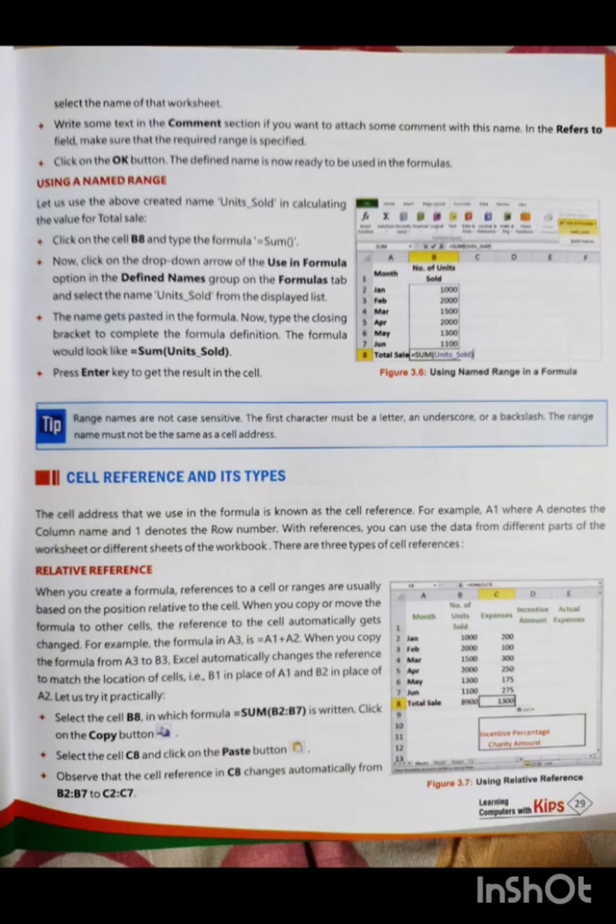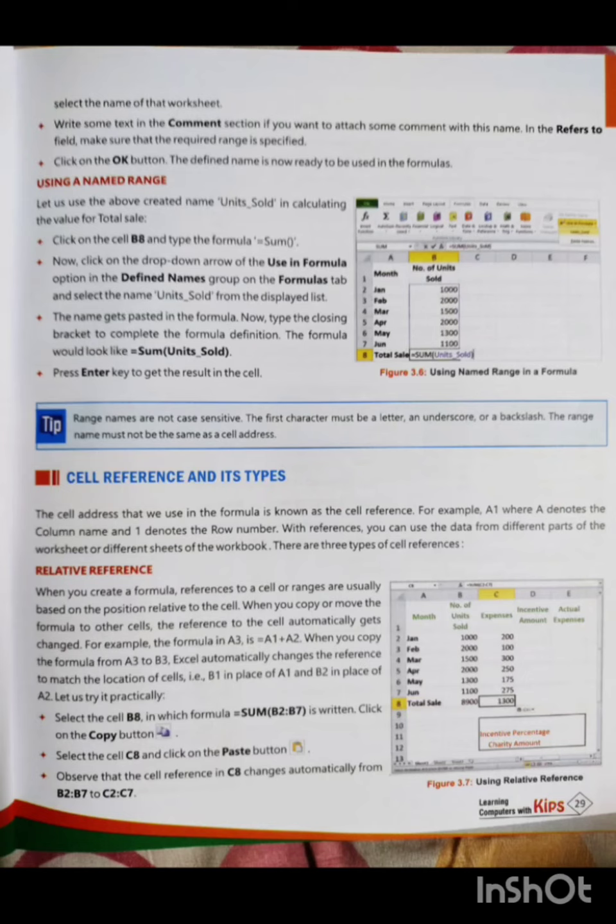There are various types of cell reference. The first one is relative reference. What is a relative reference? When we create a formula, references to a cell or range are usually based on the position relative to the cell. So when we copy or move the formula to other cells, the reference to the cell automatically changes.